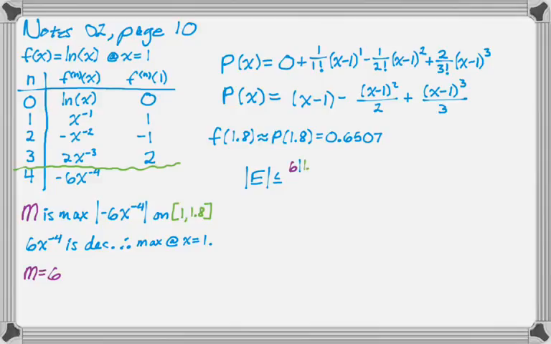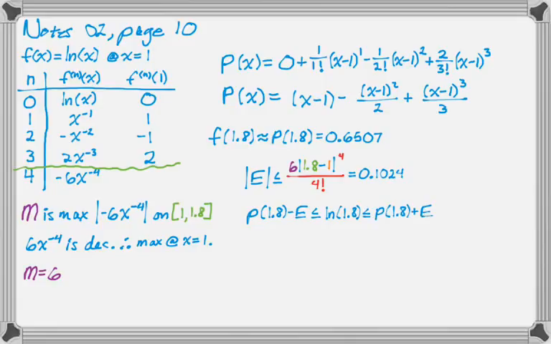So for the absolute value of the error, I just plug into my formula, which gives me that, and then use a calculator here. So 4 decimals, or possibly the exact value. It actually might be the exact value in this case. 0.1024. So my estimate minus the error is less than or equal to the actual value, which is less than or equal to my estimate plus the error. Then if you use a calculator, you can get an interval.